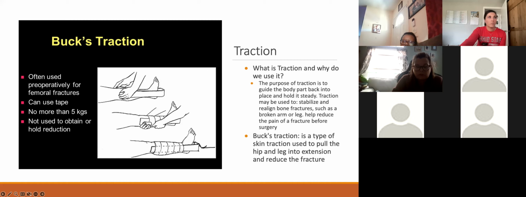So traction, we can use traction to treat these fractures that we have. It helps to guide that bone back into place and stabilize it until it can heal, or we can do surgery. When we have Buck's traction, it is going to pull on the hip and the leg to get that bone back into alignment. So we typically see this in response to a femur fracture.